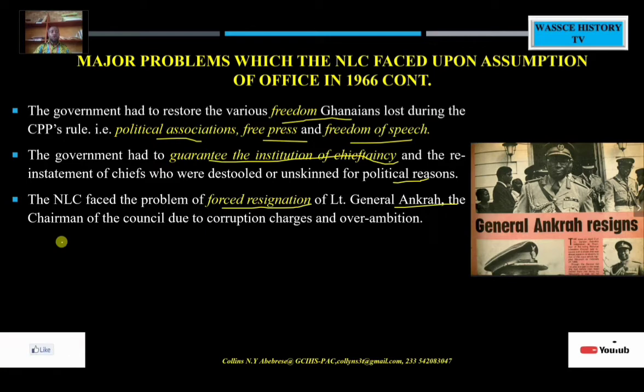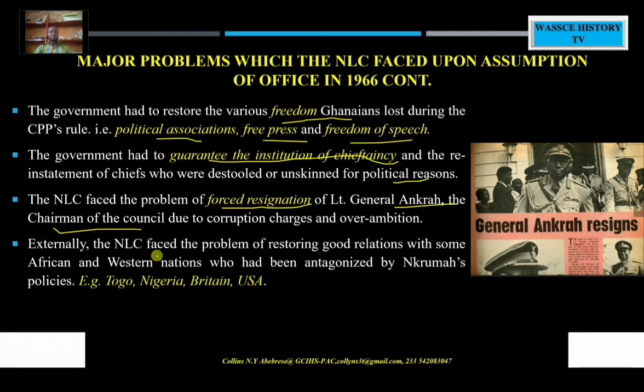Now the next one was that the NLC faced the problem of the forced resignation of J. Ankrah, who was then the chairman, for corruption charges and over-ambition. J. Ankrah had to be forced to resign because they came in to deal with corruption, and then he himself was also found to be corrupt. So he was forced to resign by his people, and that tainted the image of the NLC. You can see in the news graphic in the picture on your right-hand side, J. Ankrah resigns, and that brought into question the credibility of the military.